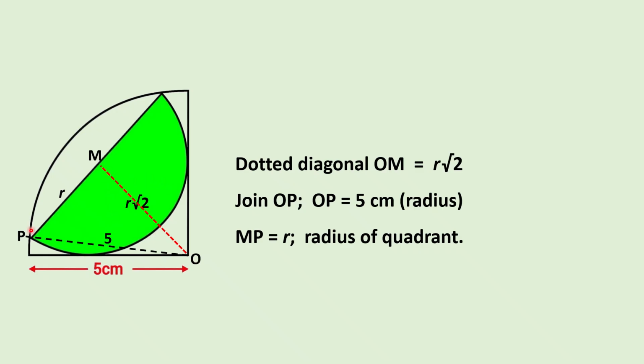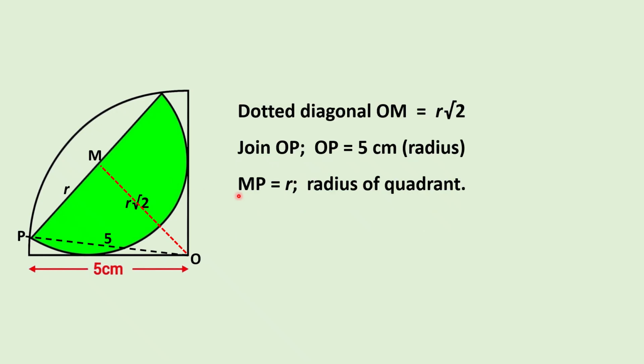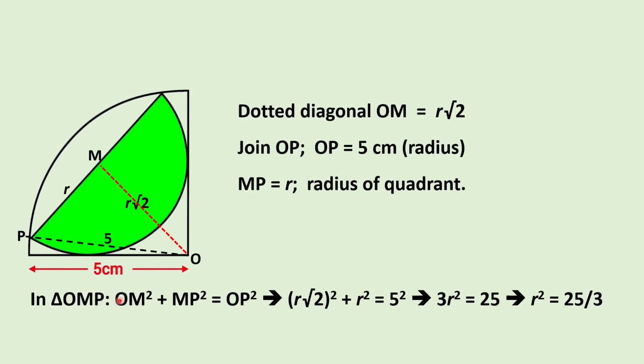So in this triangle we know all the three sides. OM is R root 2, OP is 5 units, and MP is R units. Using Pythagoras, OM square plus MP square is equal to OP square, that is R root 2 whole square plus R square will be equal to 5 square, since OP is the hypotenuse.